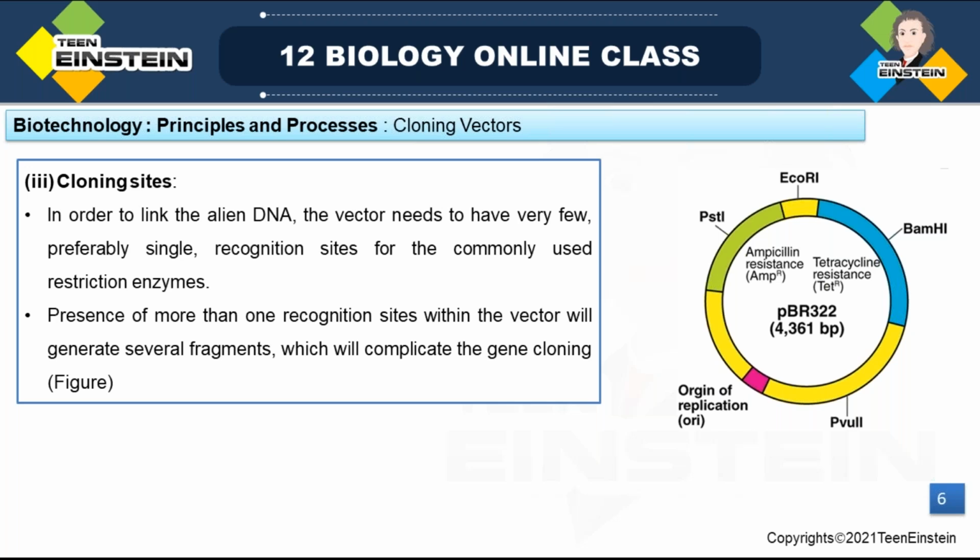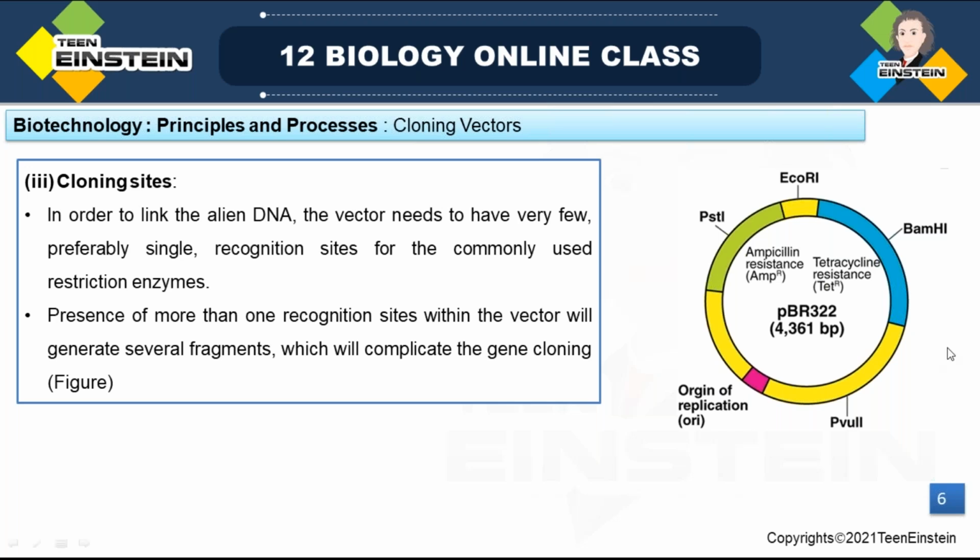So what we can say is, a single recognition site is best. Why? Because if there is more than one recognition site, this restriction enzyme will go and bind everywhere, and make cuts everywhere, creating several fragments. That may create complication in gene cloning.